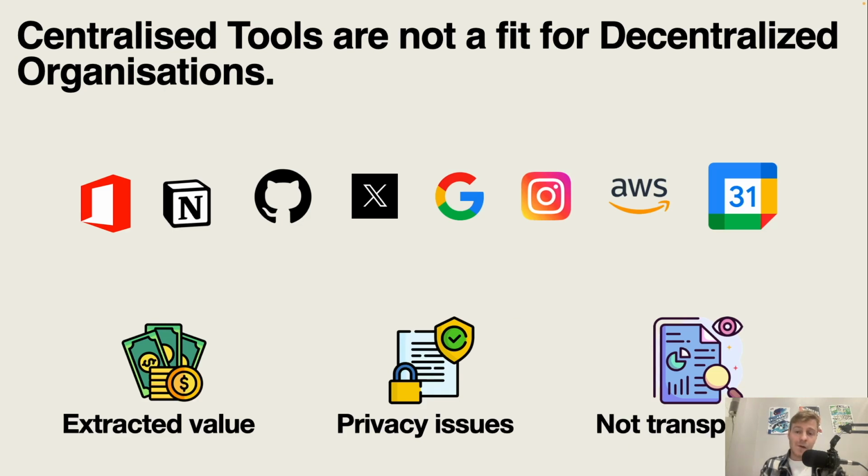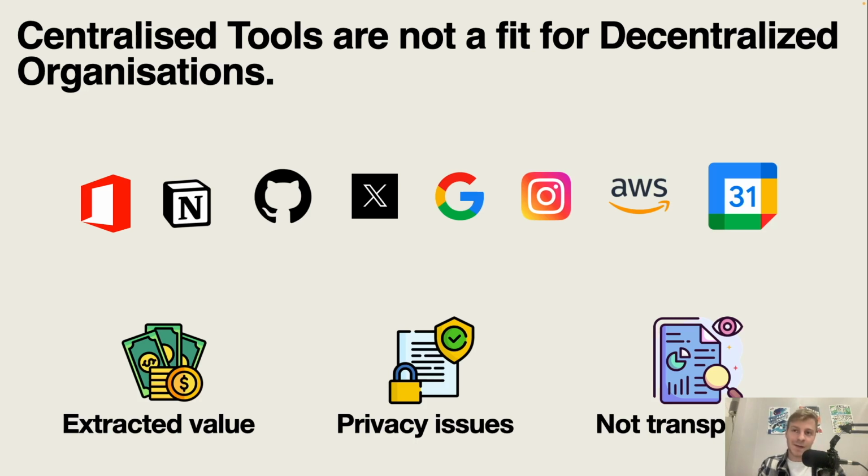The problem right now is that we haven't seen a lot of DAOs, because DAOs have a lot of problems. The main one is that right now, most DAOs rely on centralized tools. For example, maybe GitHub or Instagram, and those tools are controlled by big corporations. And they have a lot of problems. The first one is that they extract value. They have a lot of privacy issues, and they are not transparent.